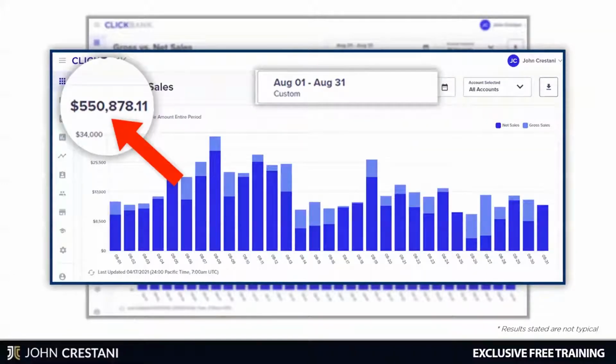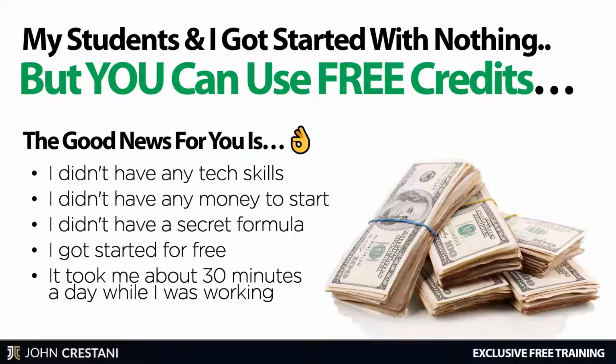And now I've really gotten this working. As you see here, now I'm making over $500,000 in a month doing this. And my students and I, we all started with close to nothing. And you can start for free with these traffic credits for free. I didn't have any tech skills. I didn't have any money to start. I didn't have a secret formula. I didn't have experience. And it took me about 30 minutes a day to manage while I was still working for Mr. Glickstein. And the good news is, because you all are using traffic credits, you get to keep it all without putting up your own money.